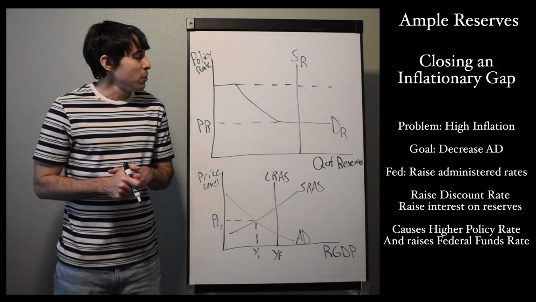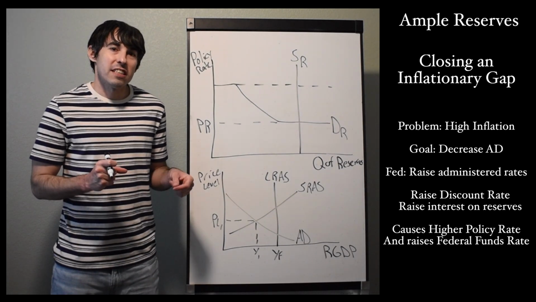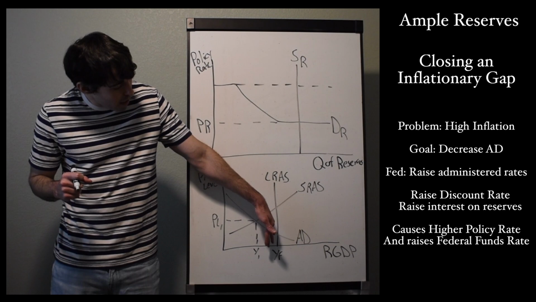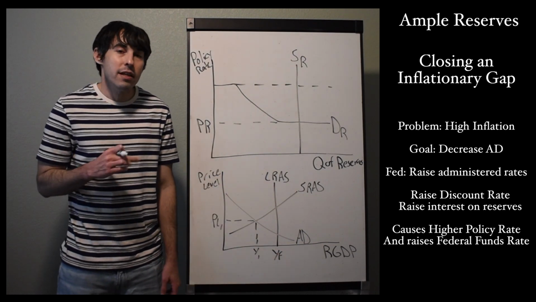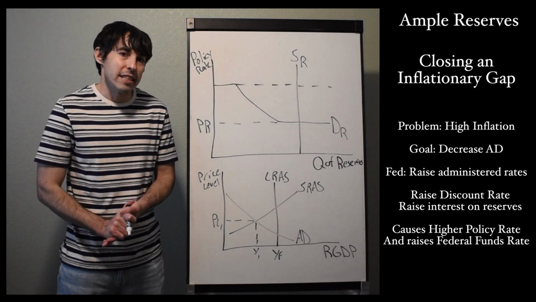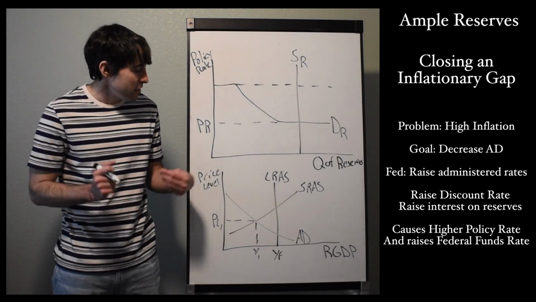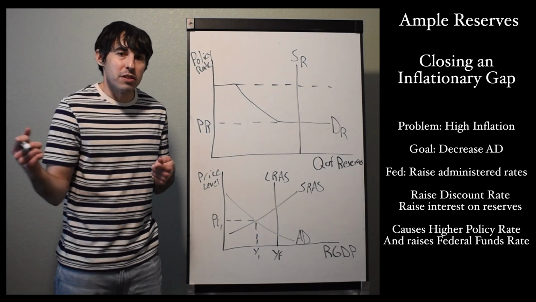All right, first let's look at what we would do to fix or close a recessionary gap. Remember, in a recession, our problem is that we have high unemployment. Real GDP is less than our potential real GDP, and so our goal is to increase aggregate demand and get people to spend money again.